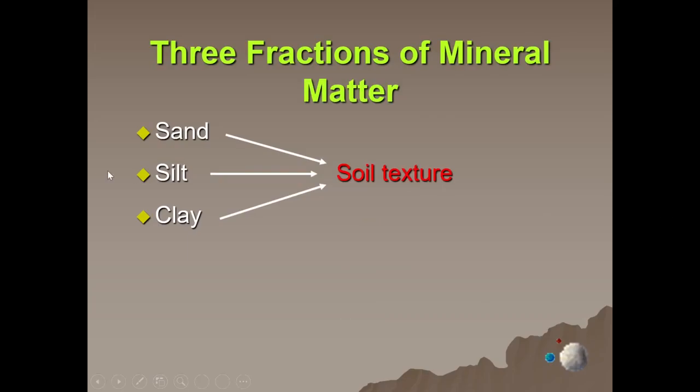Sand, silt, and clay are the same material, but only the size is different. They are all derived from the parent materials, or formed by the process of weathering of rocks. The only difference is the size of the particle. If the size is big, then that is sand. Medium size, silt. Very fine size, clay.